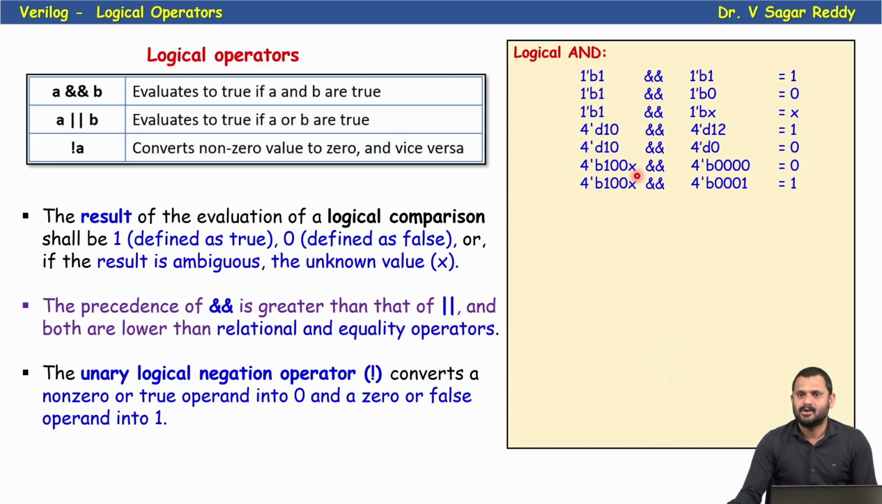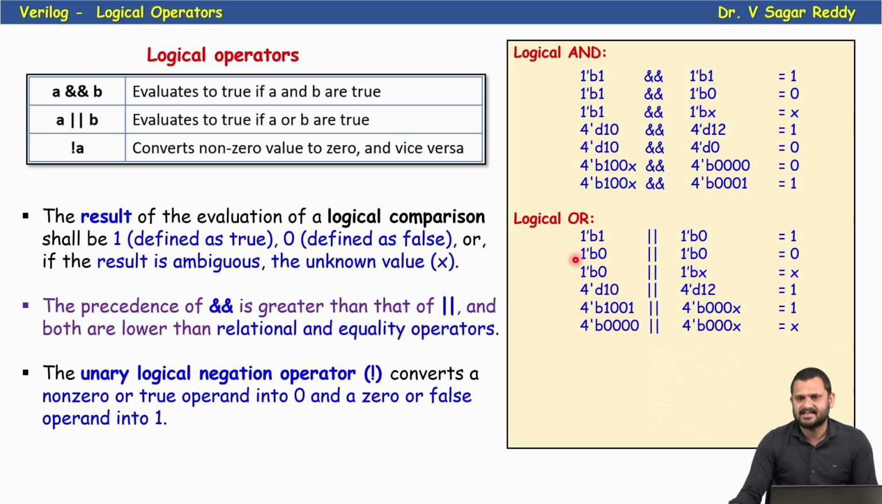You may get a doubt: the operand contains x, so how can we say that it is true? If we say 100x, what are the possible values here? We may get 1000, if x is 0, and that is true. Another case, maybe x is 1, 1001, that is also considered true. So irrespective of x, this operand is true. True and true, both are true, the output is true. Clear? In the same way we see logical OR.